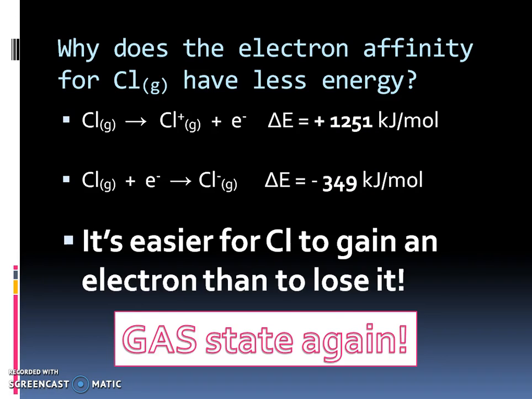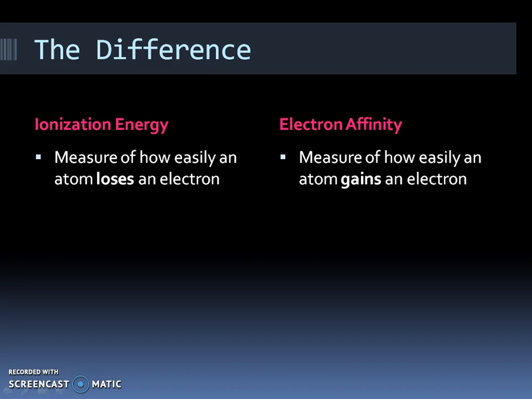Hopefully you can understand that, of course, it's easier for chlorine to gain electrons than it is to lose them. So for chlorine to become an anion, it's much easier for that to happen. So, of course, the amount of energy involved is going to be less than actually taking an electron away. So here again are the differences between ionization energy and electron affinity.